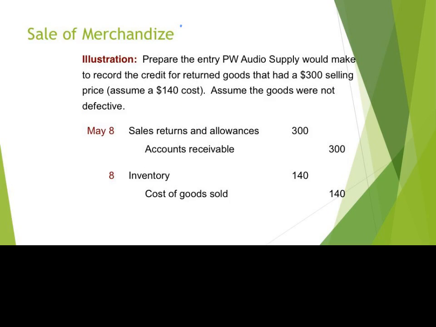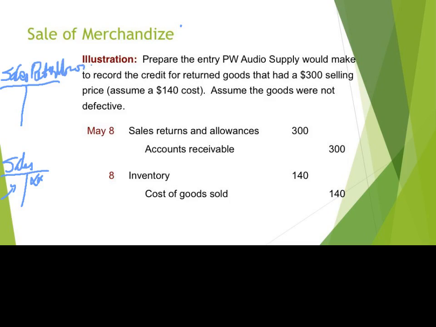Now what happens when they return the items that we sold them? Well, keep in mind when we sold it to them, we credited an account called sales. Now when they return it, we could reduce that account. But if we want to keep track of anything in accounting, we set up a separate account. And we head it up, sales, and we're going to call this returns and allowances.